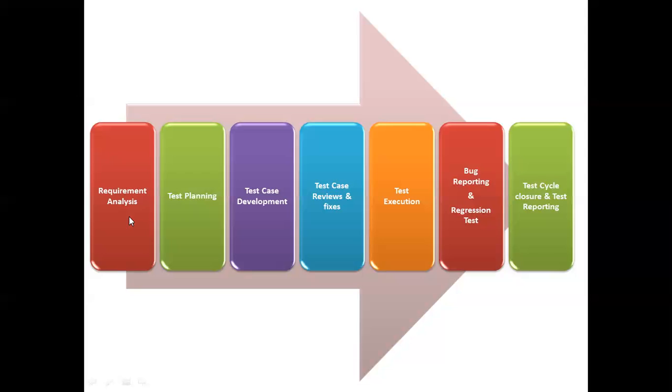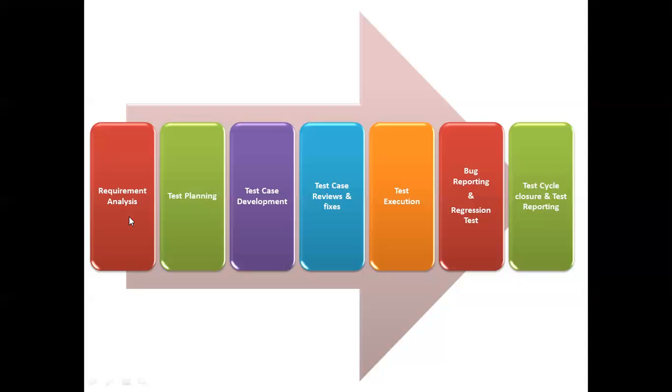Test planning is usually done by senior people, probably a test lead or somebody. And test case development is usually done by the QA engineers. Once test case development is done, it will be reviewed by senior people, probably the test lead, who gives review comments, and you will fix those review comments. After that you will start the test execution.